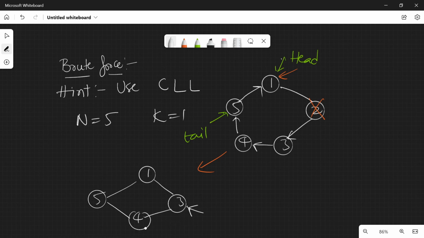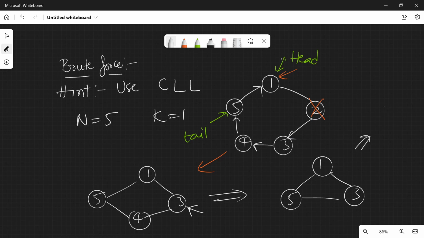So 3 will now remove 4 and directly connect to 5. Now in the next move we will only have 1, 3 and 5. This is how the circular linked list gets shorter and shorter. We have to continue this process until we are left with a single node, which will be 3, as we saw earlier. This will be the brute force.